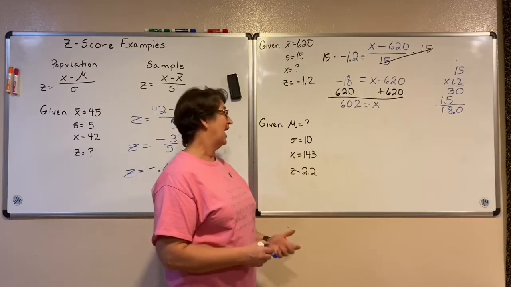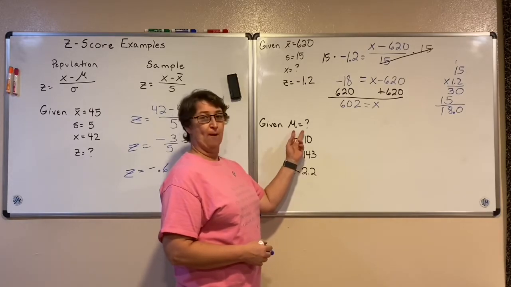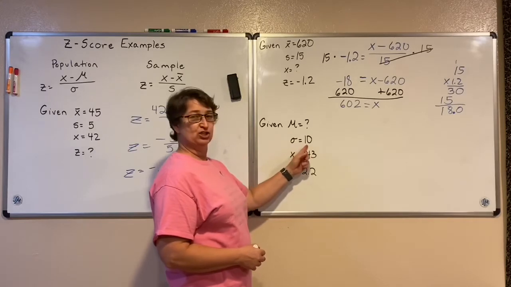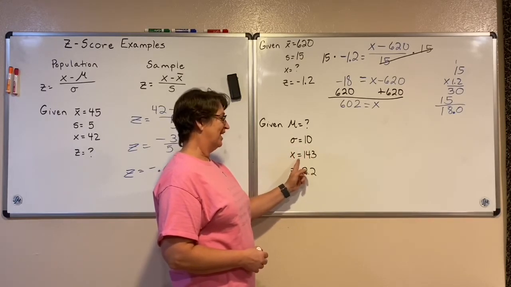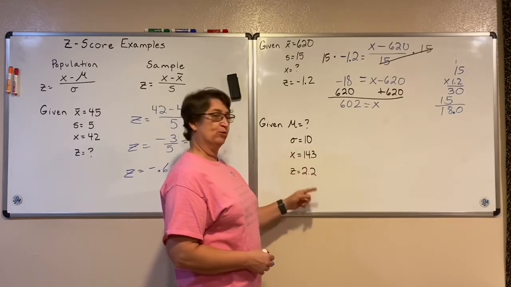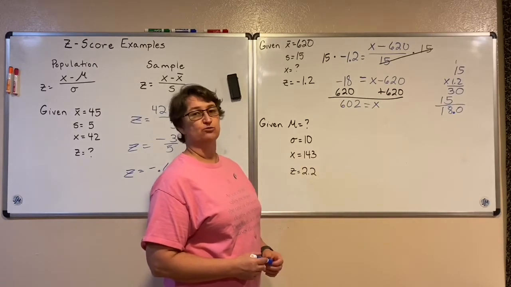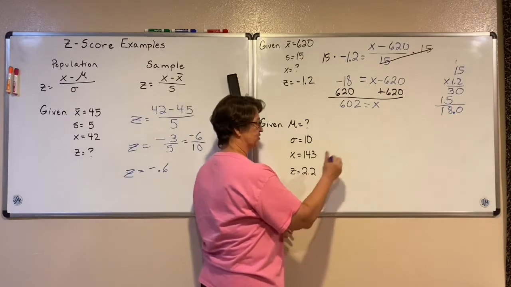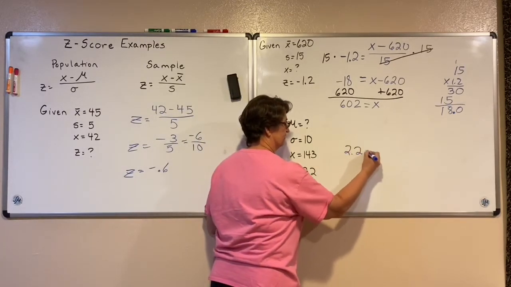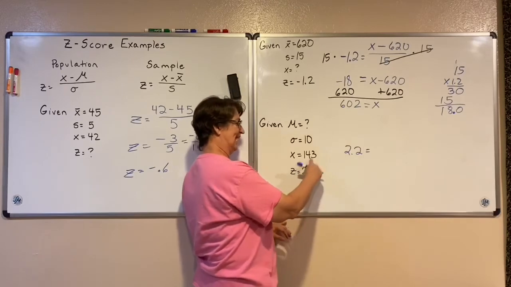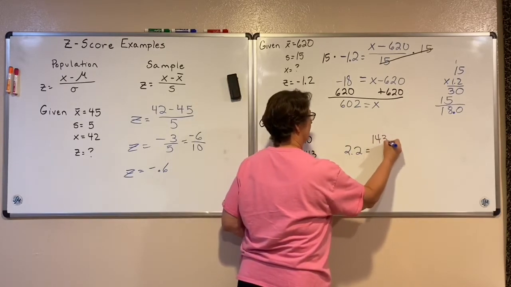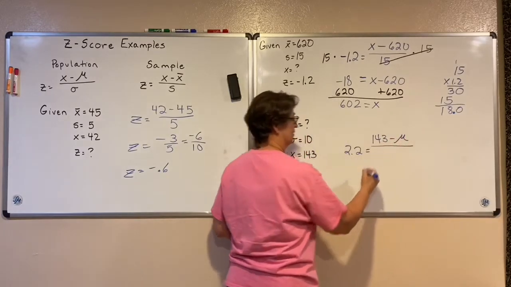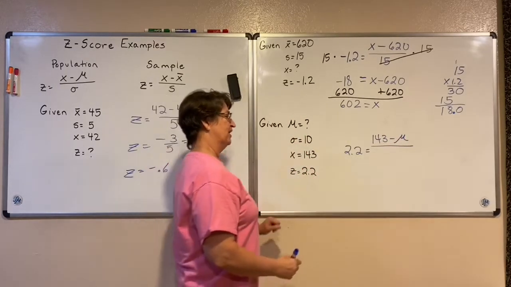Now let's do this last one. Here we don't know our mean. That's the one that's missing. We know the standard deviation is 10. We know our data value is 143. And we know our z-score is 2 2/10. Let's just fill that into our equation. So here our z-score is 2 2/10, and that equals my data value, 143, minus my mean, I don't know that, so I'm going to leave it as mu, over my standard deviation of 10.